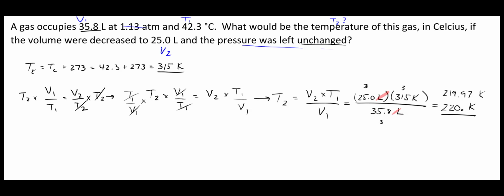Now we need to convert these units to Celsius, because that's what you are asked to do in the problem. And so to convert to Celsius, we essentially are going to do the opposite of what we did with Kelvin. So the temperature in Celsius is the temperature in Kelvin minus 273. So we have here 220 minus 273 gives us negative 53 degrees Celsius.